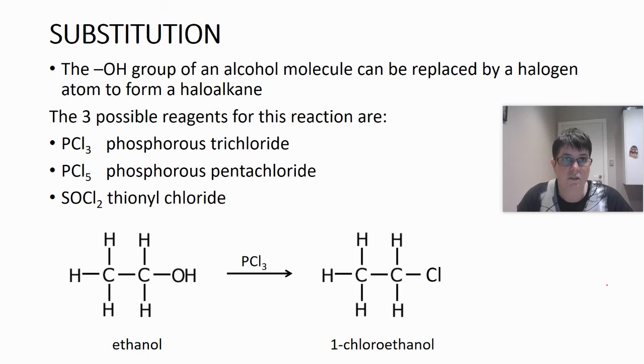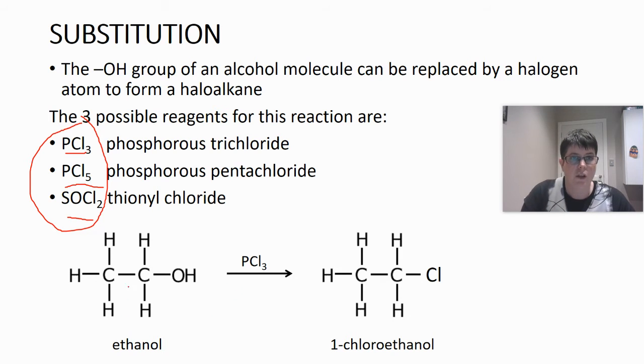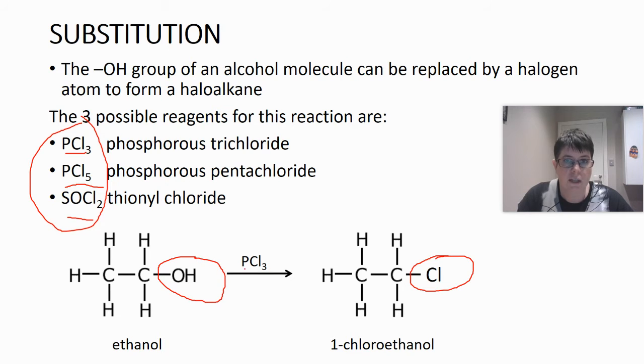Another reaction that alcohols undergo is a substitution reaction. This is when the hydroxyl group of an alcohol molecule can be replaced by a halogen atom to form a haloalkane. There are three possible reagents: phosphorus trichloride, phosphorus pentachloride, and thionyl chloride. You can use any of these reagents on an alcohol compound to make a haloalkane with a chlorine atom. So the hydroxyl group gets replaced, substituted for a chlorine atom.